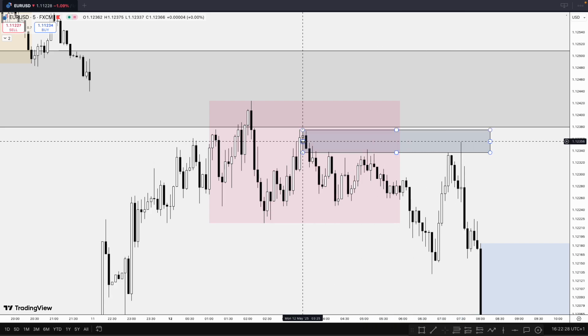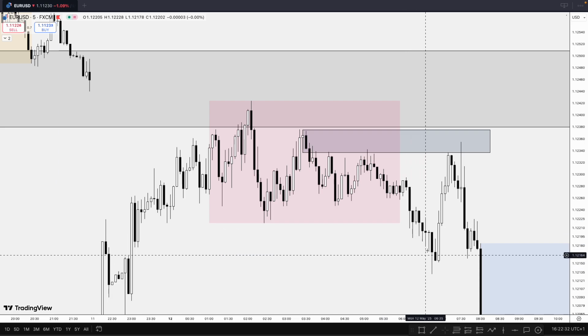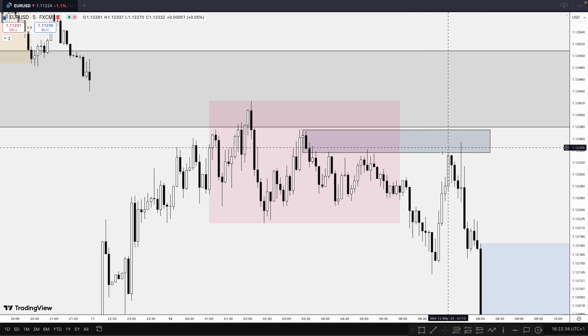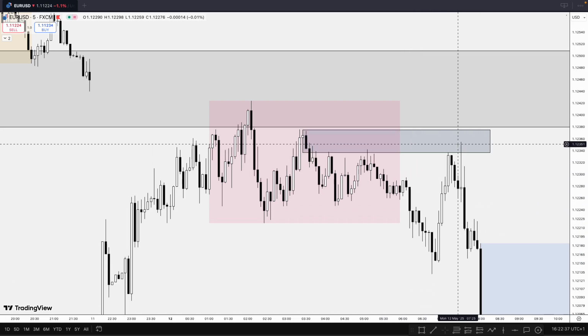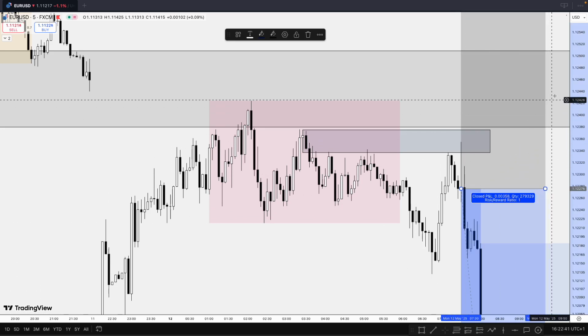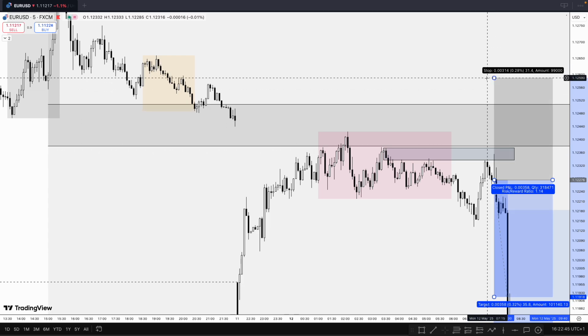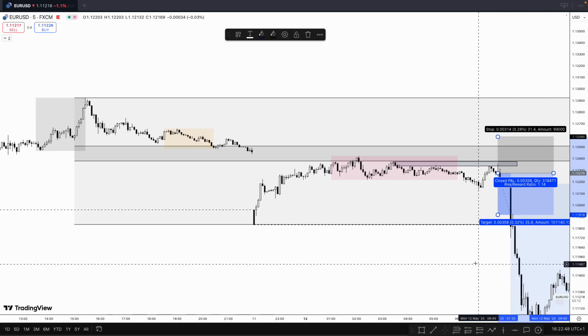So I scoped out this, and since we're selling, it needs to be a supply zone. If we're buying, it has to be a demand zone. But we're selling. I wait for the open. The open gave off the rejection I wanted, so I wait for the closure. And I placed my stop loss.